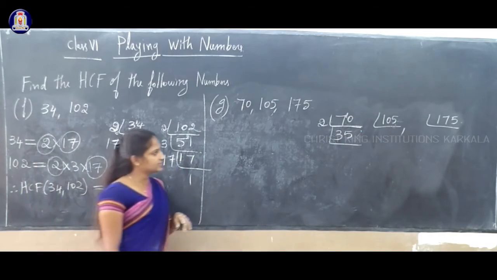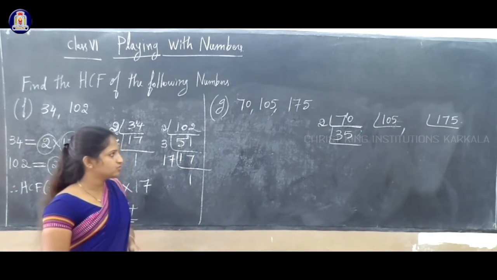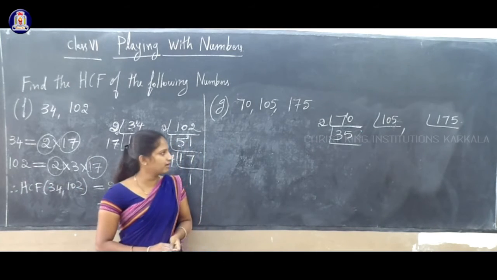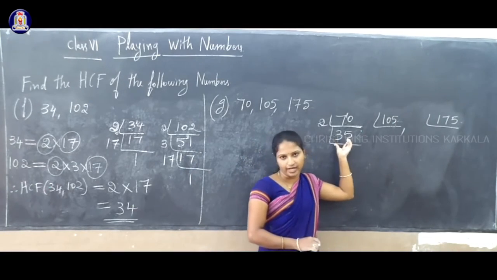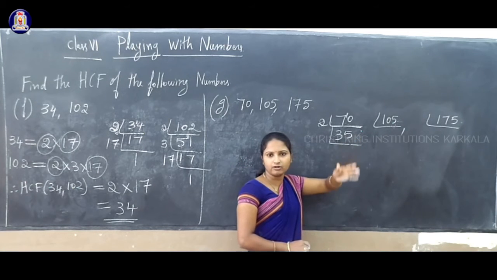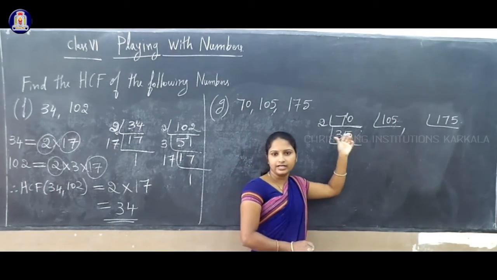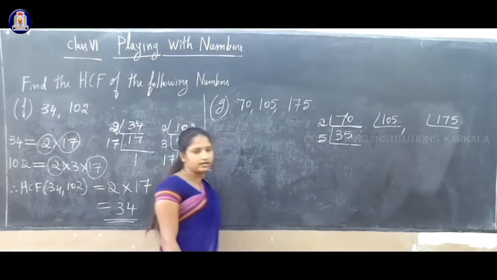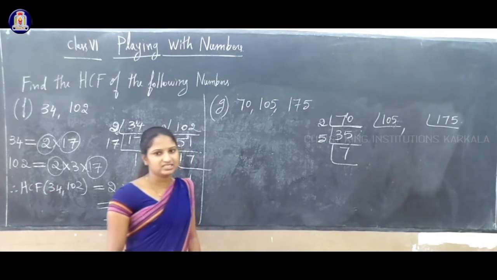So 35, see last digit is 5. Does 2 divide? No, 2 does not divide 35. So now you have to think which number divides 35. So 3 also does not divide 35, right? Can you see 35 in 3 table? No, 3 does not divide 35. So 35 is divisible by 5 table, right? So 5 divides 35. Even 7 also divides, but we have to write the least number. That is the 5 table. 5 sevens are 35.